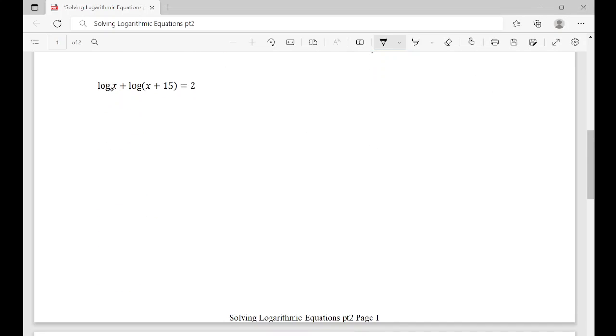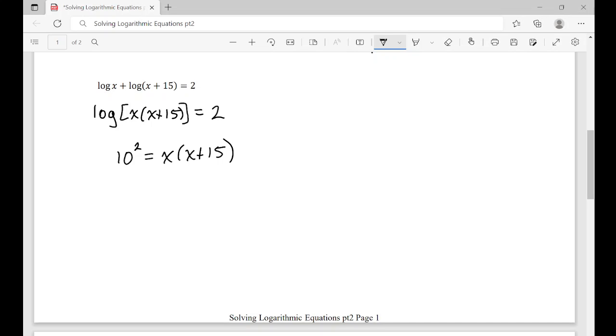Next we have log x plus log of x plus 15 equals 2. So I'm going to use the law of logs, the product rule, to bring these back together as one log. So since they're adding, I will bring them back together as multiplication. So log of x times x plus 15 equals 2. And then I can just change this. Since this is log base 10, I can just change it from a logarithm to an exponential. So this is going to become 10 squared equals x times x plus 15.